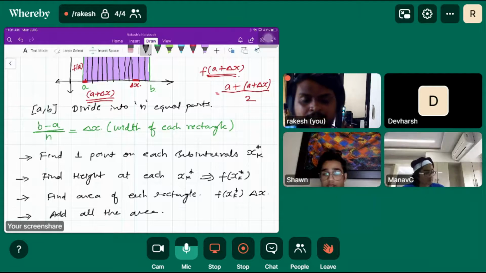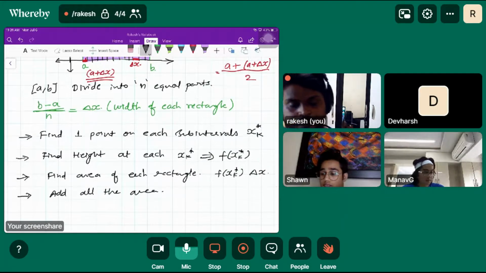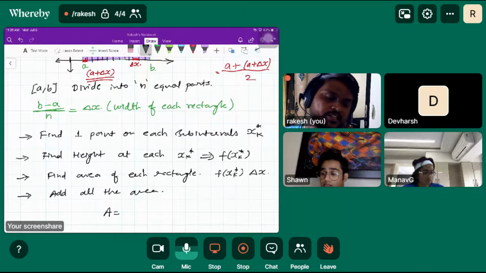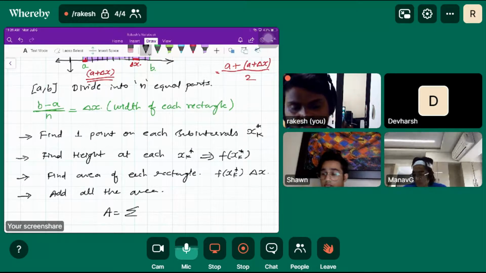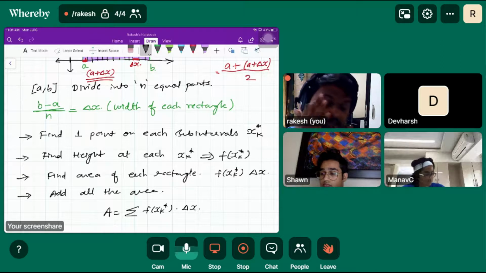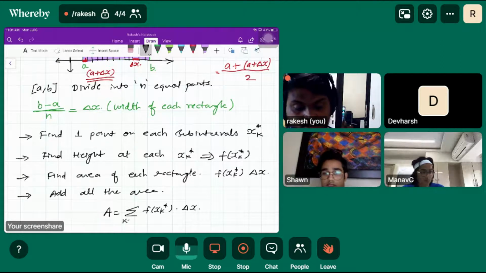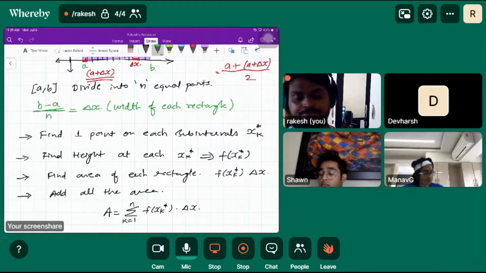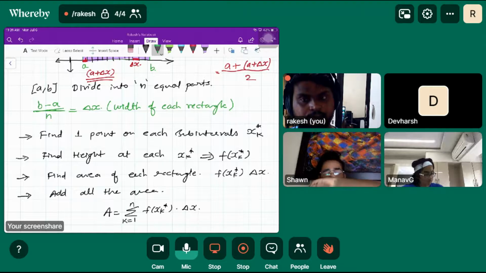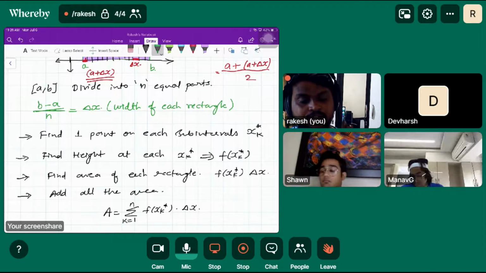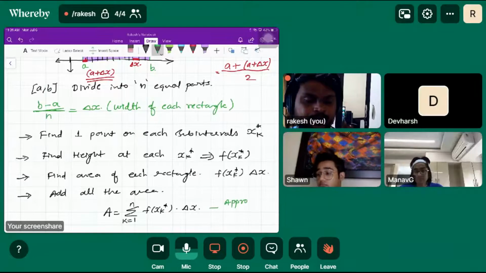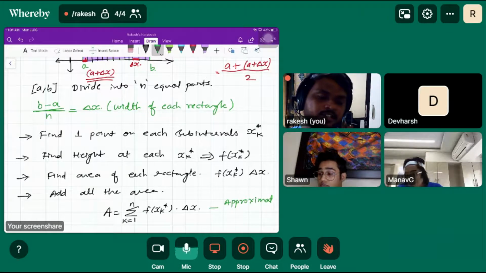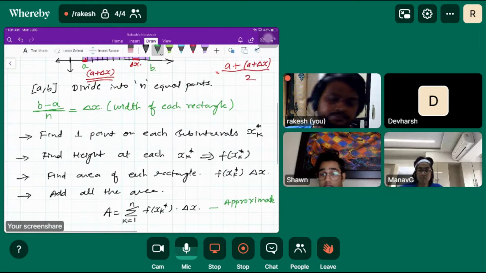Adding all these areas means we are putting up a summation sign that will give you the approximate area, right? The sum of f of xk star into delta x, where k goes from 1 to n. Sorry, 1 to n for the summation part. So this will give you the approximate value, isn't it? This will give you the approximate area.